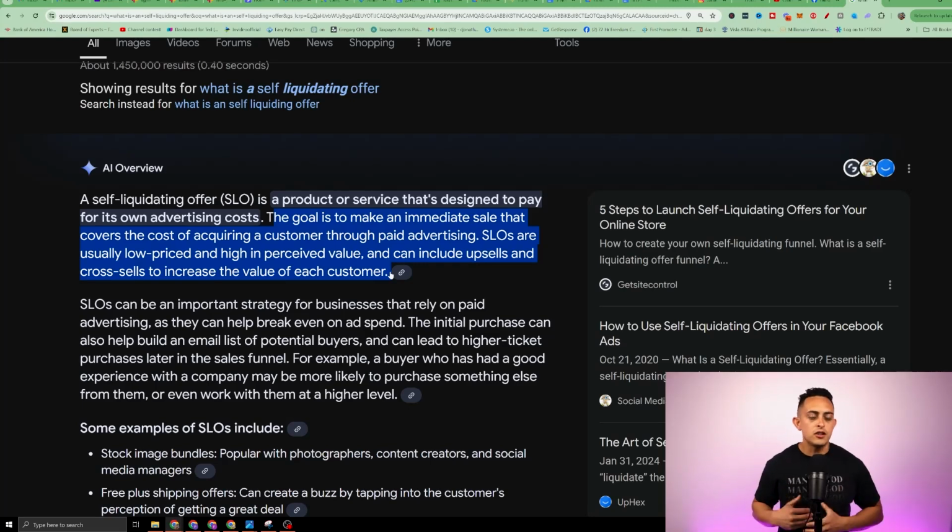Let's finish this definition here. The goal is to make an immediate sale that covers the cost of acquiring a customer through paid advertising. SLOs are usually low priced, high in perceived value, and include upsells and cross sales to increase the value of each customer. So now you know the definition of an SLO. I want to show you now an example of an SLO that has completely changed my entire business.